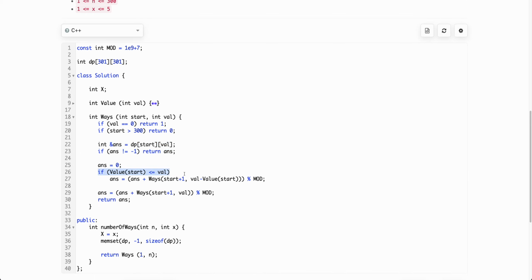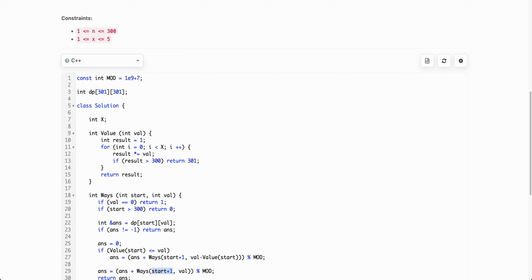Otherwise, we will figure out whether it is possible to take this start as a value or not. So for that, we just calculated the value of start to the power x, and if that value is less than or equal to val, you can take that. So we'll just sum them up. If it is not, then start is not possible at all in the current position. And the second choice is you will not put start at all. You will skip start and say that the numbers will start from start plus 1, right?